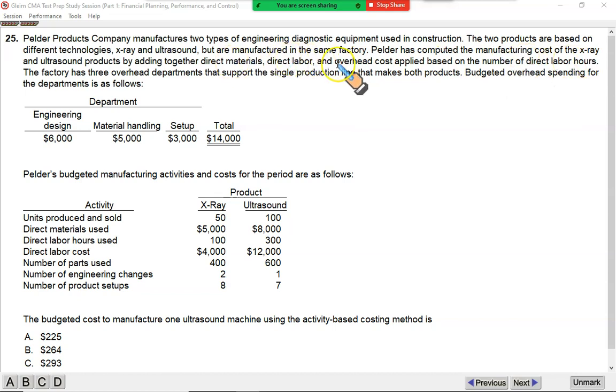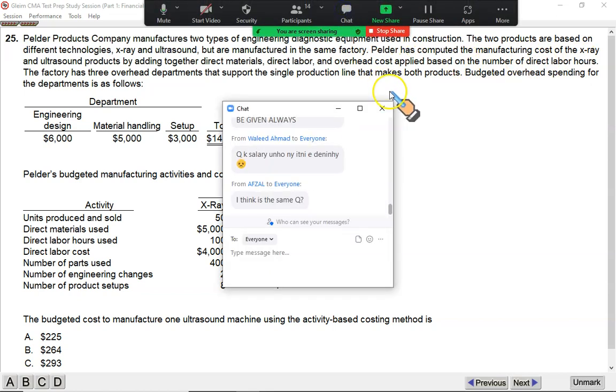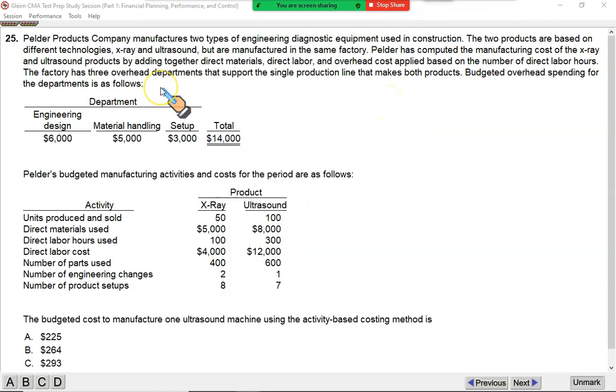Direct material, direct labor is never a problem. Here it says that the overhead is applied based on the direct labor hours. This means he's using absorption costing. Yes, Afzal, this is the question for you, dedicated to you. The factory has 3 overhead departments that support the single production line that makes both products. These are the 3 departments: engineering design, material handling, and setup.